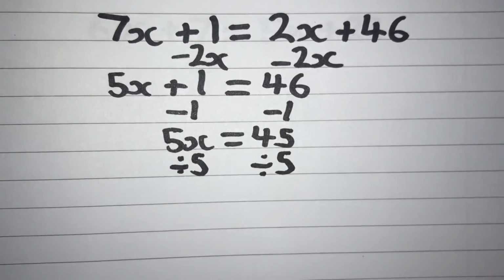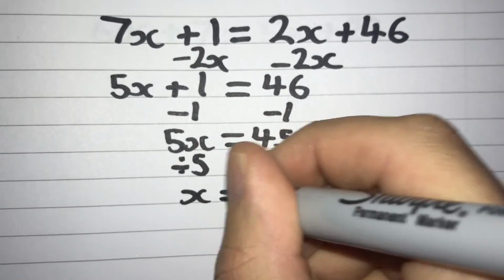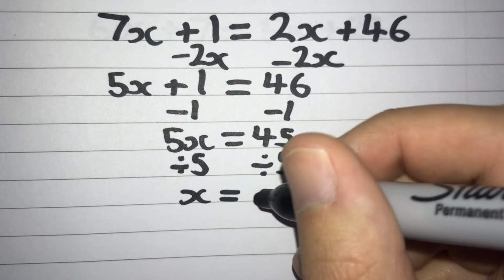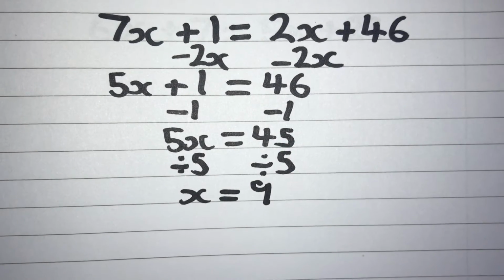So 5x divided by 5 is just going to give us our x. And 45 divided by 5 would give us 9. So our answer for this equation is going to be x equals 9.